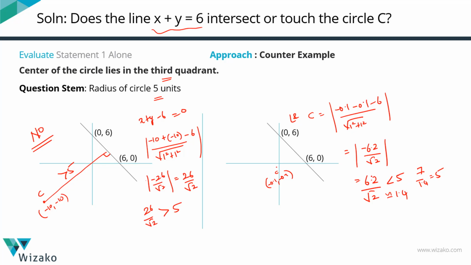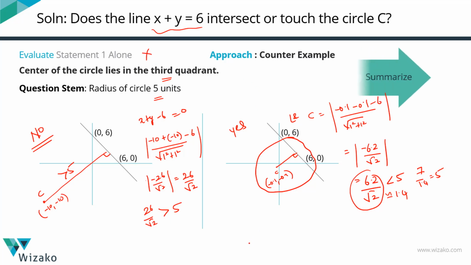So if this number is less than 5, this is the perpendicular distance between C and this line, which means that this point, whichever is the point where it meets this line, is going to lie inside the circle because this distance is less than 5. If a point on the line is lying inside the circle, then essentially this line is going to cut through the circle, intersecting the circle at 2 points. So knowing that the center of the circle lies in the third quadrant is not helping us determine whether this line touches or intersects the circle or otherwise. So statement 1 is not sufficient.